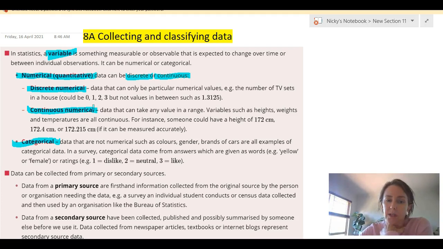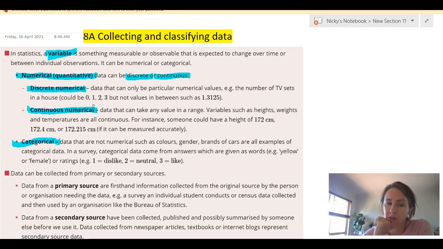Another type of data that we have is categorical data. So categorical meaning a category. So data that are not numbers. So the examples here that we have are things like colors, gender, brands of cars. Trying to think of another example. Types of material that houses are built from. Species of birds. Species of plants, all those sorts of things. So not numbers, but other things as well.